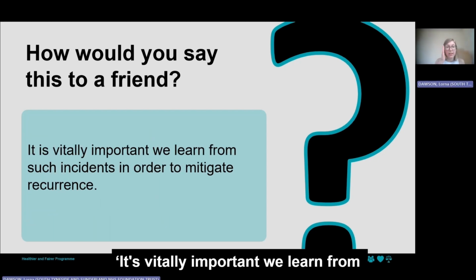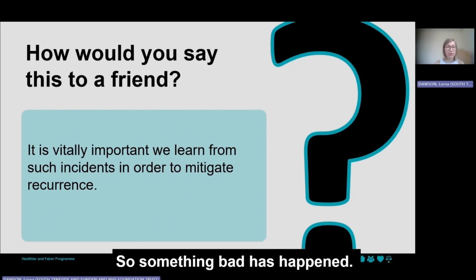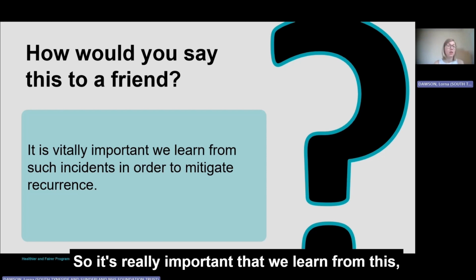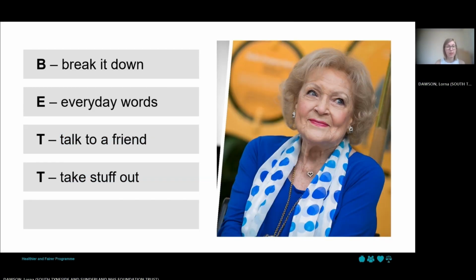And then we've got, it's vitally important we learn from such incidents in order to mitigate recurrence. So something bad's happened. So it's really important that we learn from this to make sure it doesn't happen again. Great.